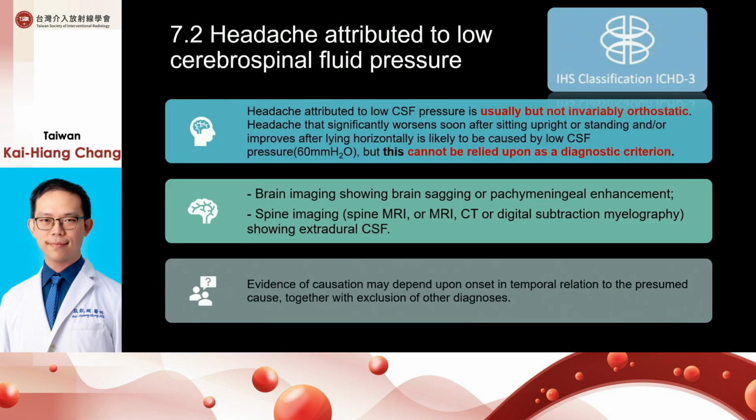According to the ICHD-3 classification, the diagnostic criteria for low CSF pressure headache require either a measured low CSF pressure below 60 or image evidence of a leak, and that the headache developed in a temporal relation to the leak. Importantly, we must exclude other causes of secondary headache. So both clinical correlation and image confirmation are essential to make a certain diagnosis.